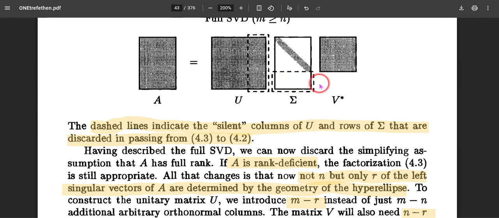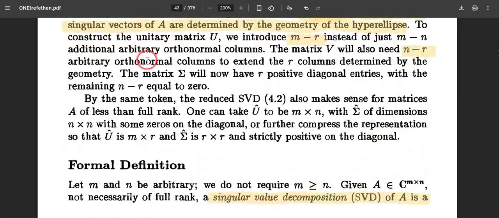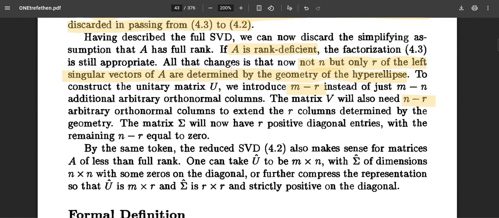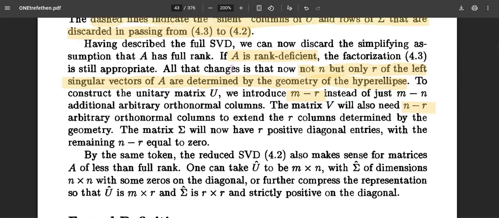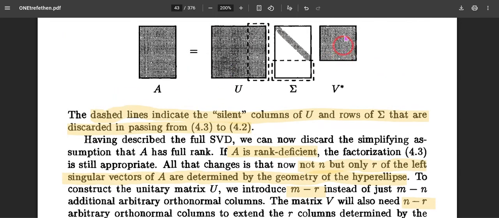Because of this compensation, here we will add additional n minus r arbitrary orthonormal columns to the matrix V, so that it becomes a full SVD. So only if it is rank-deficient, there will be an additional addition of the n minus r orthonormal columns here.